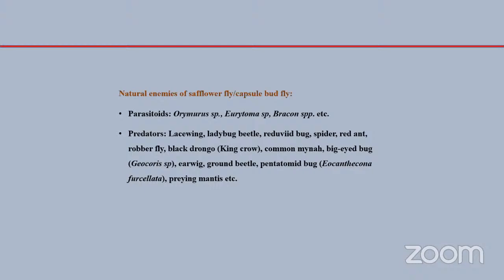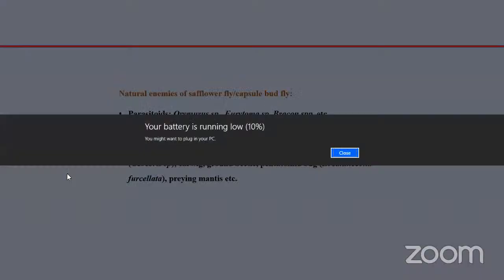Then next, the predators. So lacewing, that is Chrysoperla, ladybird beetle, redwood bug, then spider, red ant, hopper fly, birds like black drongo, then common myna, big-eyed bug, then earwig, ground beetle, pentatomid bug, praying mantis.